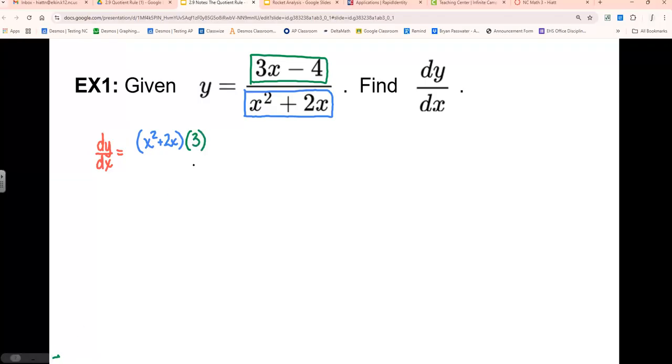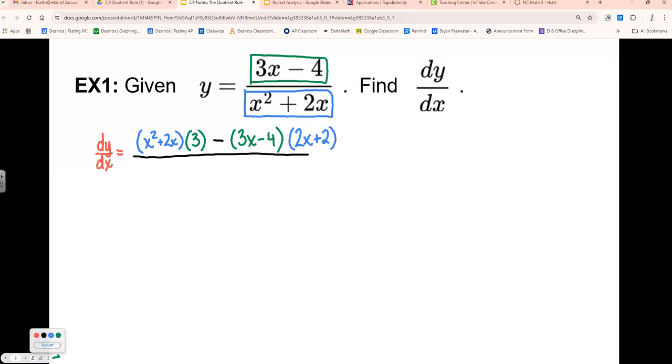And then you'll have minus. And now we need high. So parentheses. Parentheses are so important here because if you don't have them, you're not going to distribute things correctly. So we got 3x minus 4. And then we got d low, derivative of the low. And so we got x squared plus 2x, so the derivative of that would be 2x plus 2 all over our low squared. So x squared plus 2x squared.